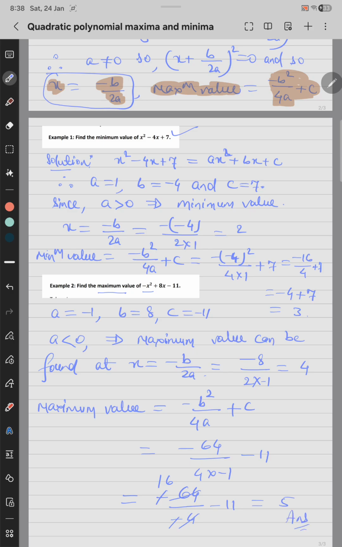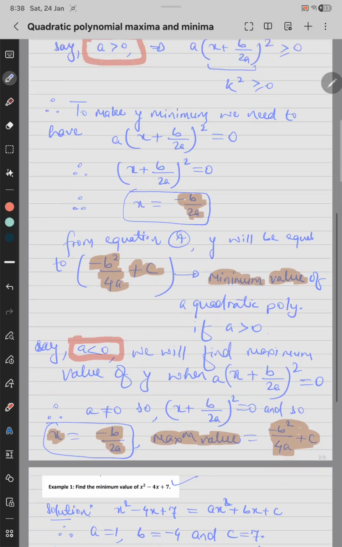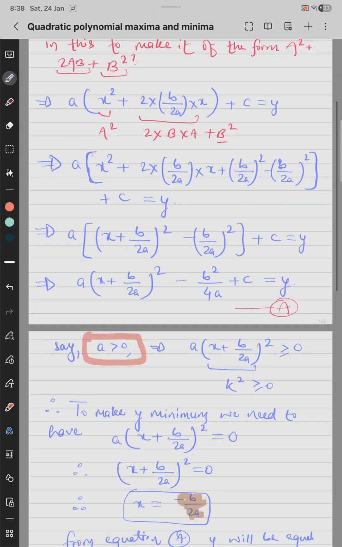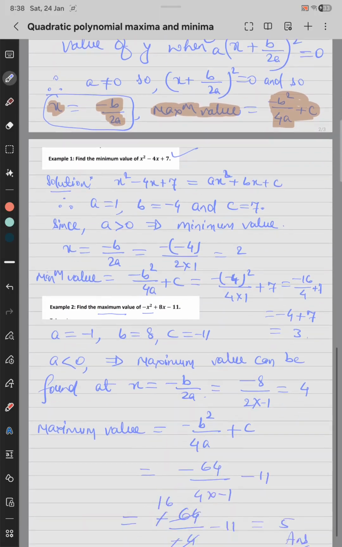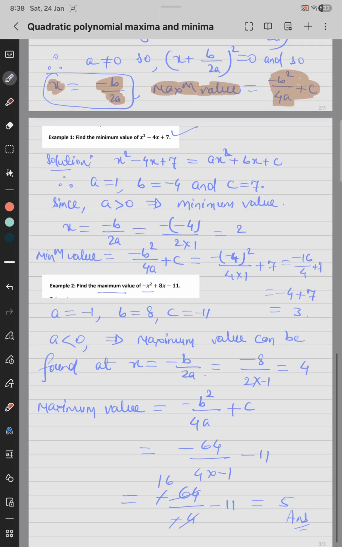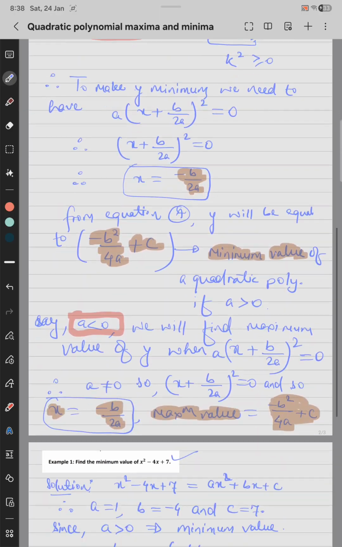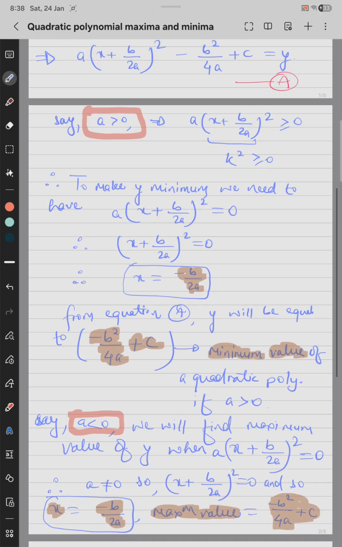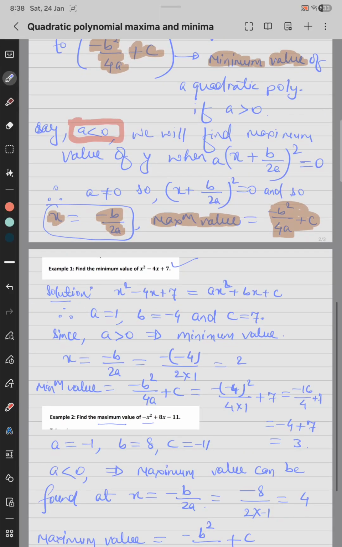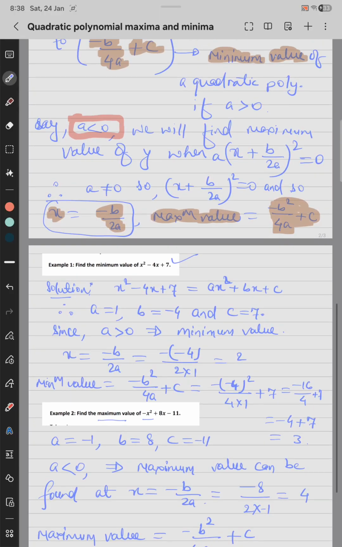So I hope now you have a very clear idea about how to proceed in such questions where we need to find the minimum or maximum value of any quadratic polynomial. There are only two cases. If a is greater than 0, then it will always have a minimum value. If a is less than 0, then it will always have a maximum value, and the maximum value and minimum value both appear at x is equal to minus b by 2a, and the value is equal to minus b square by 4a plus c.